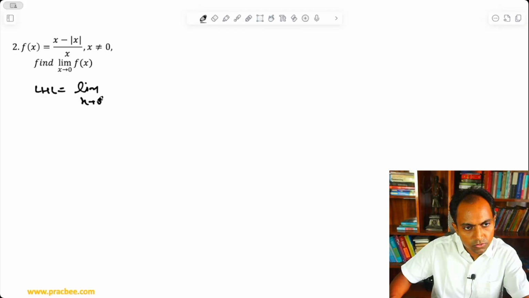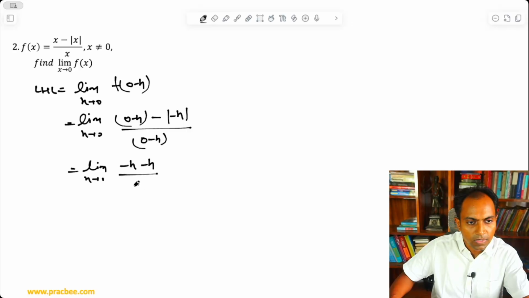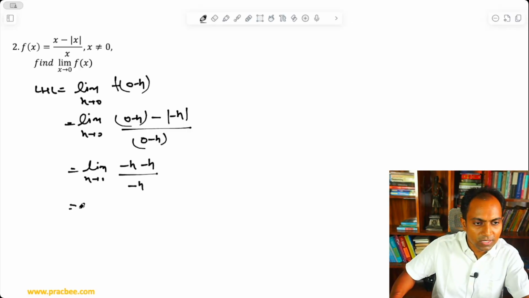Limit h tends to 0, f of 0 minus h. This becomes limit h tends to 0, 0 minus h, or minus h, and here mod of minus h, divided by 0 minus h. So limit h tends to 0, minus h minus (minus h) mod, by minus h. You can see that it is limit h tends to 0, minus will get cancelled out, 2h by h. The answer comes out to be 2.